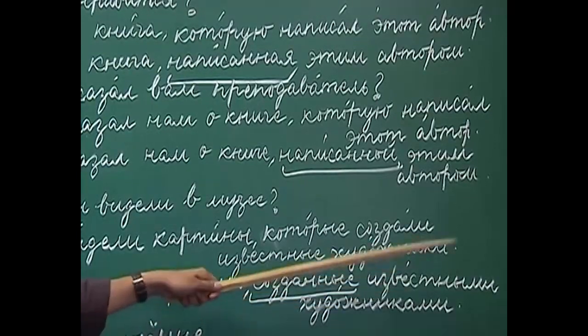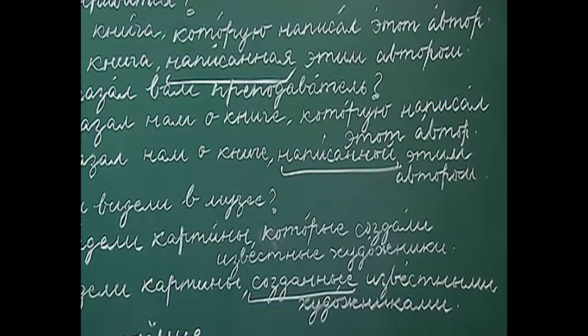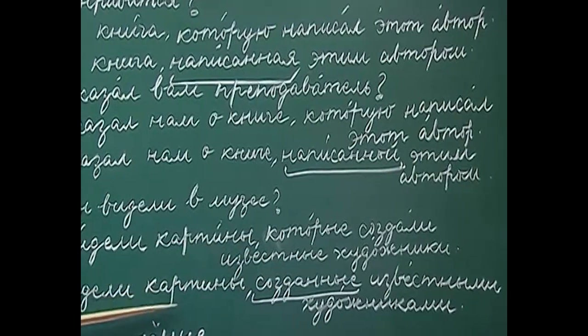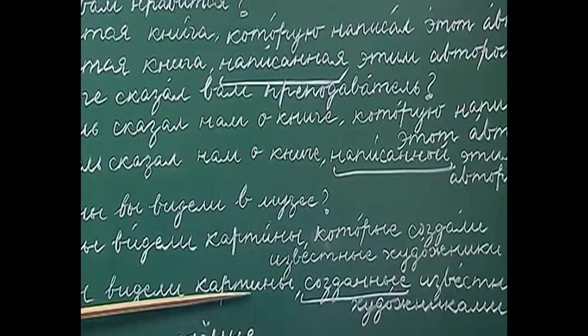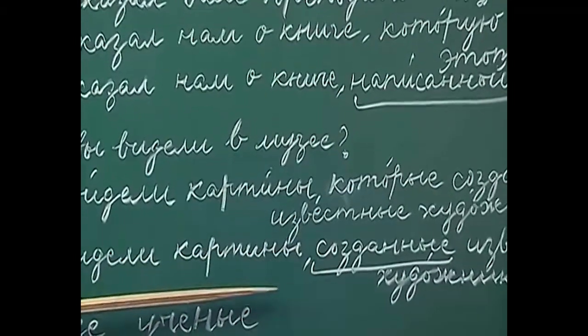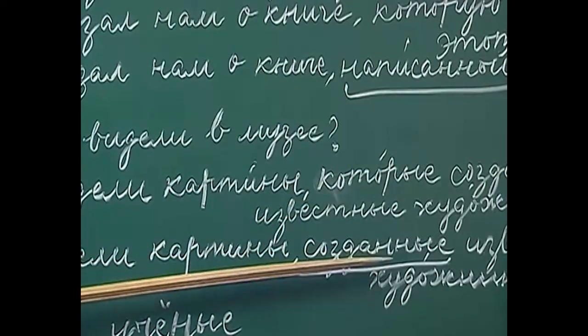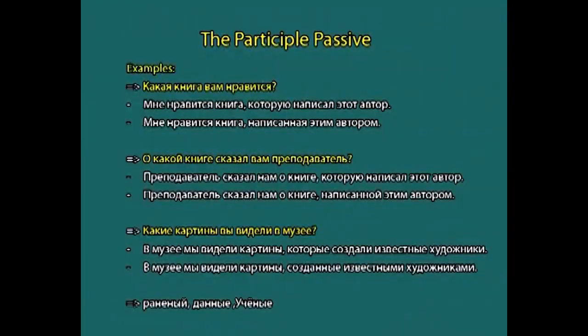So, известные художники, известными художниками, and созданные will correspond to the form of картины, because созданные qualifies the noun картины, and картины is the accusative case, plural number. So, that is why созданные will also be in the accusative case, plural number. So, this was some of the examples where we saw the use of past participle passive in Russian.